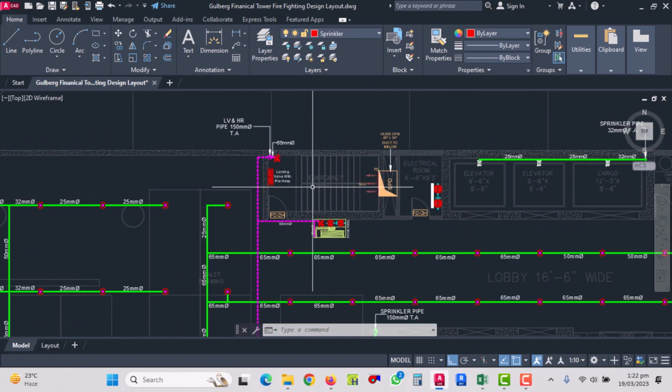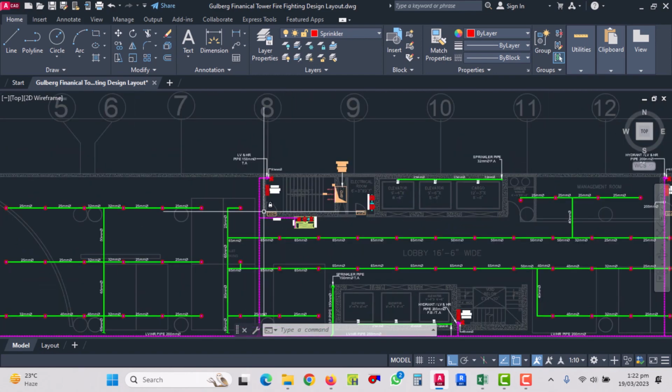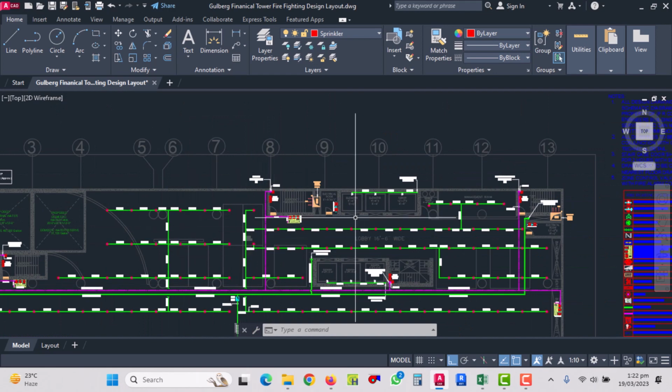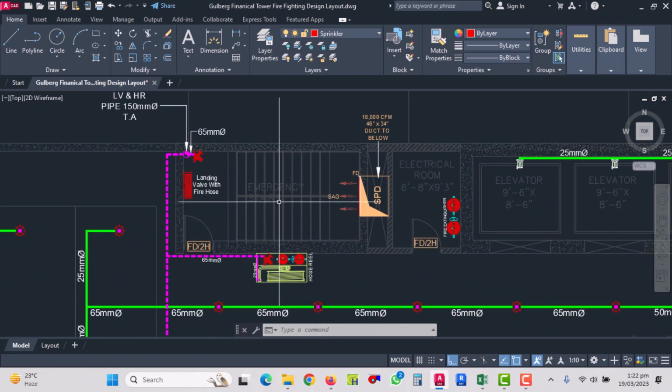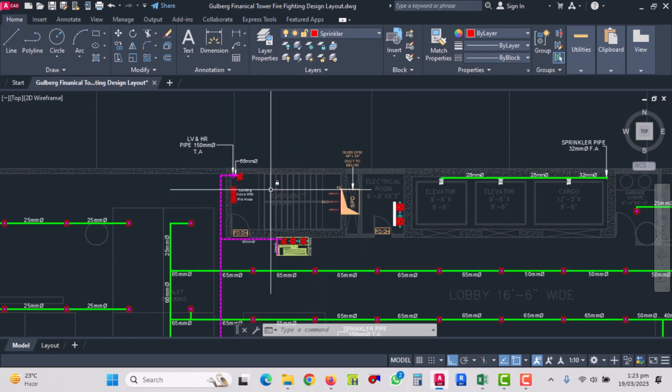In case of fire, when a fire happens in this particular area or this lobby, the smoke will start flowing toward this area. So we need to pressurize this staircase to move the smoke out of the staircase, so the people can travel outside of the building easily without any smoke. This is the basic principle of the staircase pressurization system.